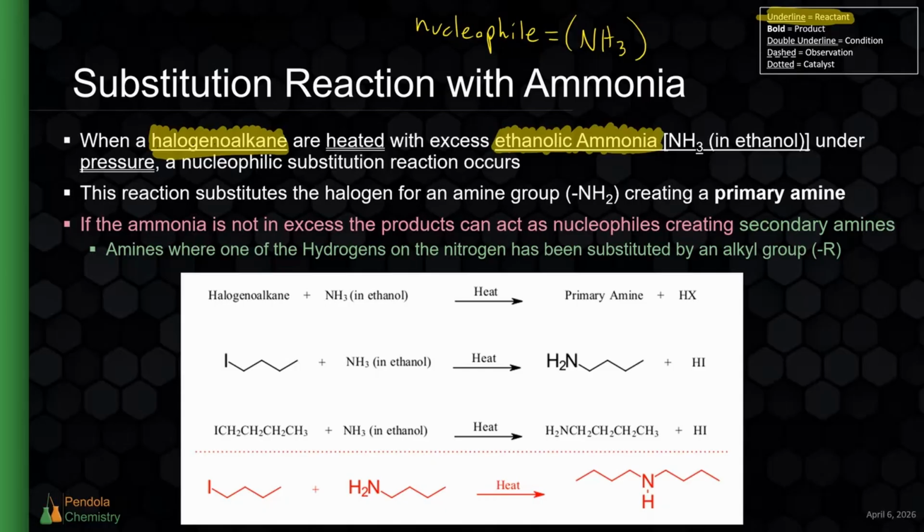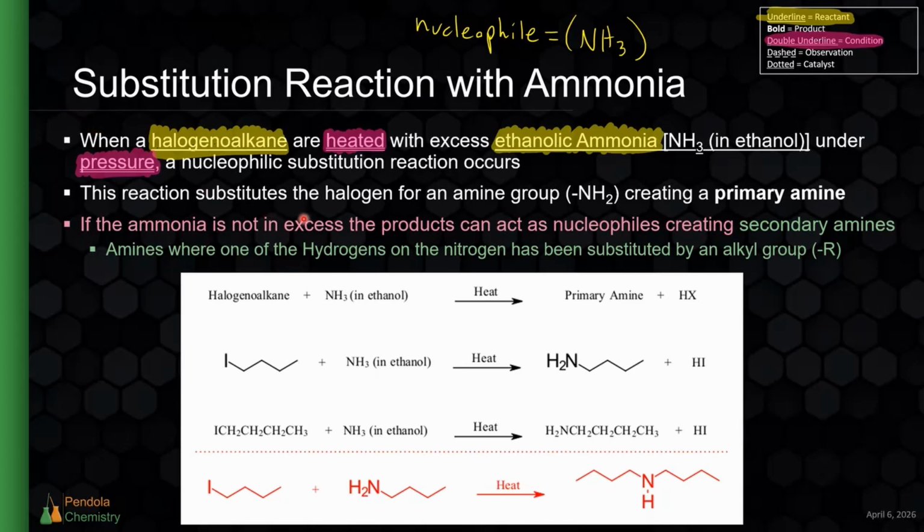Now, this reaction does have 2 conditions, not just one. It does need to be heated, meaning under reflux, like the cyanide reaction or the alkali reaction. But apart from reflux, it also needs to be under pressure. The nucleophilic substitution reaction with ammonia does not only need heat, it needs pressure, because ammonia is going to want to become a gas, which we cannot let happen. So we need pressure to keep that ammonia dissolved in the ethanol.